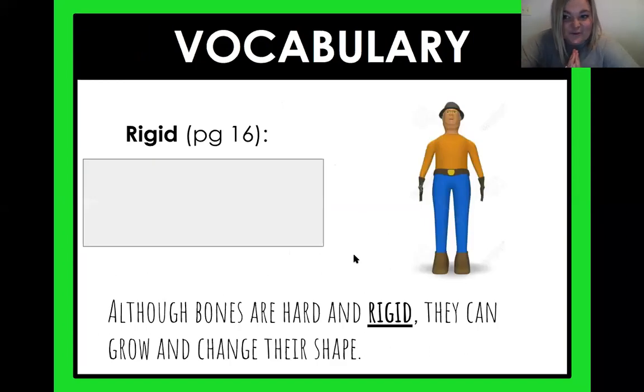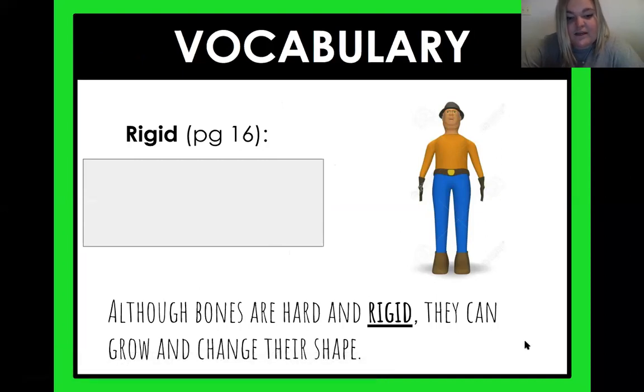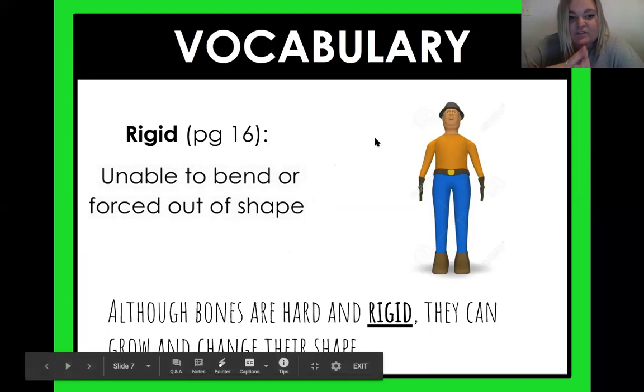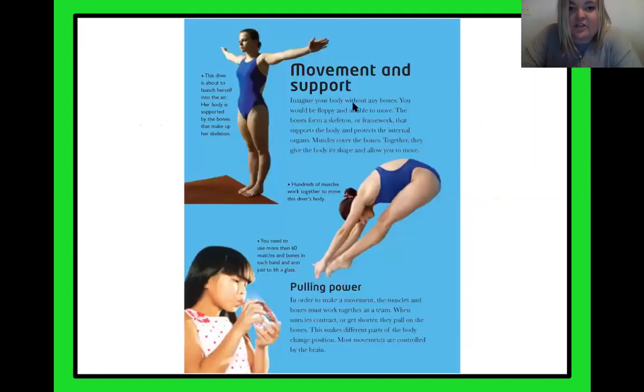All right, so for vocabulary today, the one word I want you to focus on is rigid. This person is standing in a rigid posture. Look at how they're standing. And although bones are hard and rigid, they can grow and change their shape. So what could rigid mean? Rigid means you're unable to bend or be forced out of shape. You can't move. If you're in a really rigid position, you're stuck, you're stiff. So that is what rigid means.